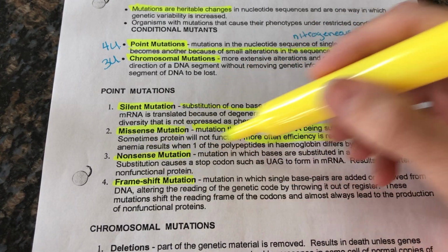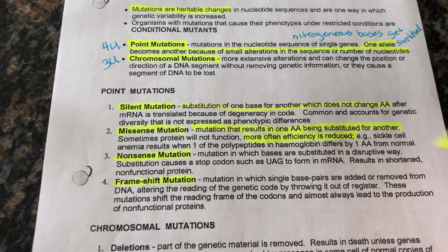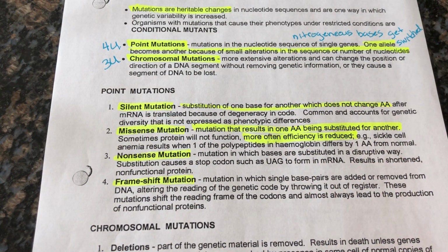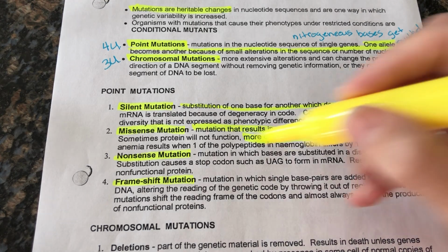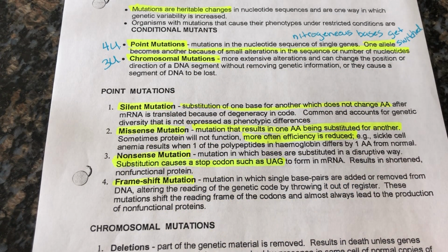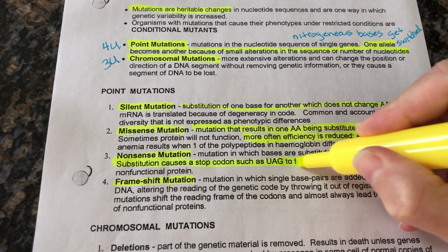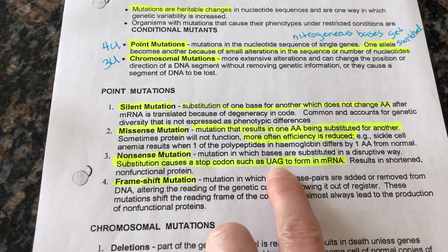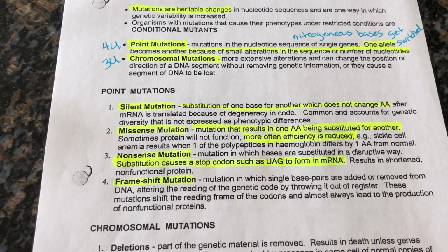Okay, so nonsense mutations. This is the fun one for me. I don't know why I like these the best. A nonsense mutation is a mutation in your DNA, and when it's made into mRNA, it causes a stop codon in the wrong place. Okay? So in other words, we tell translation to stop at the wrong time. So the base pair problem results in a stop codon.